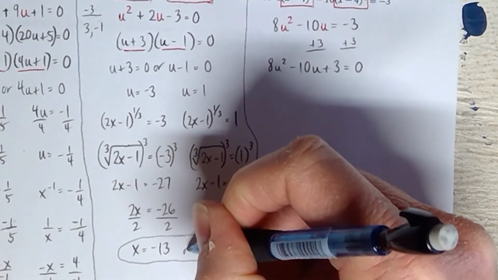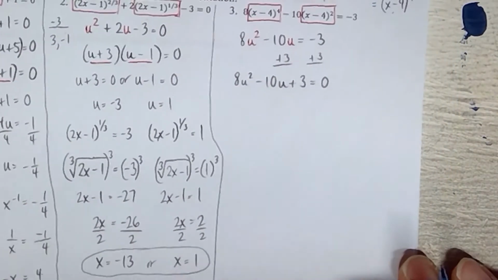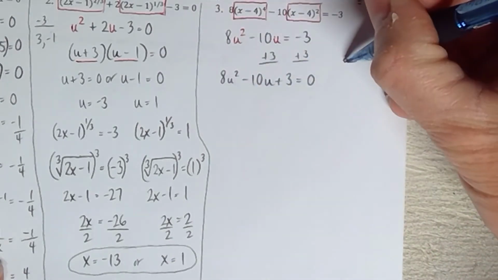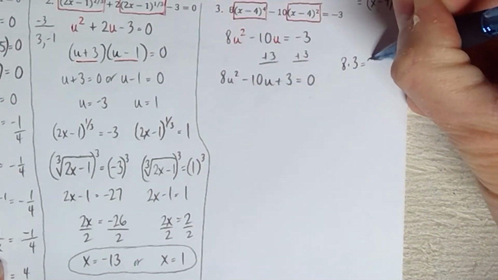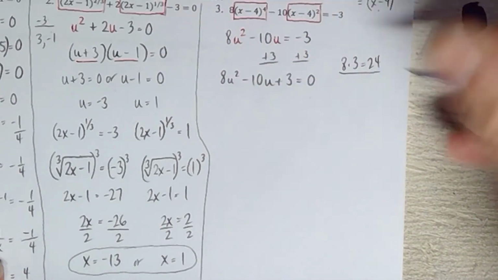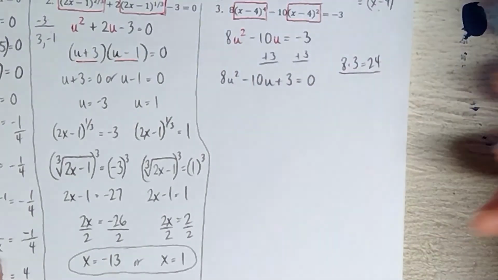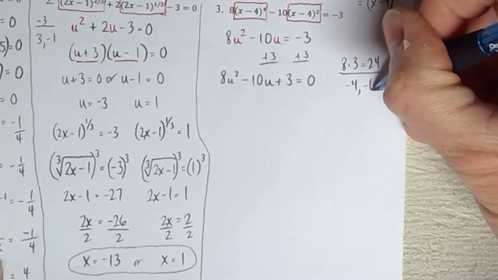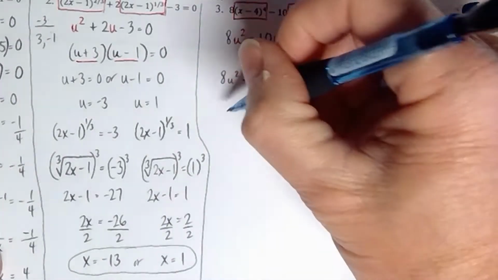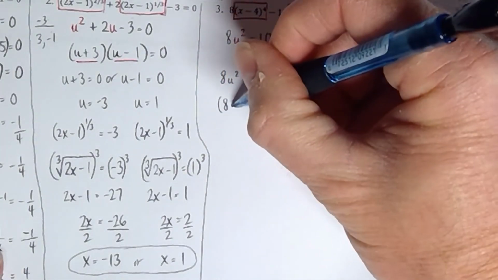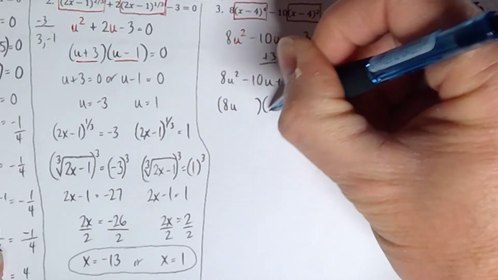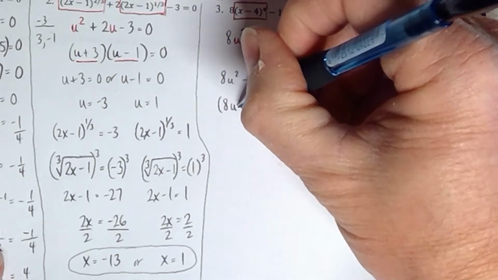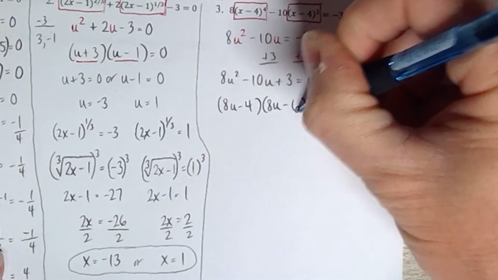And lastly here, let's take a look at this last one. If I factor this, I get 8 times 3 is 24 on the Berry method, but I need the two numbers to add up to negative 10. So the numbers that will work there are negative 4 and negative 6. And since we have 8u squared at the beginning there, we need to do 8u and 8u. Minus 4 and minus 6 need to go in there with it.